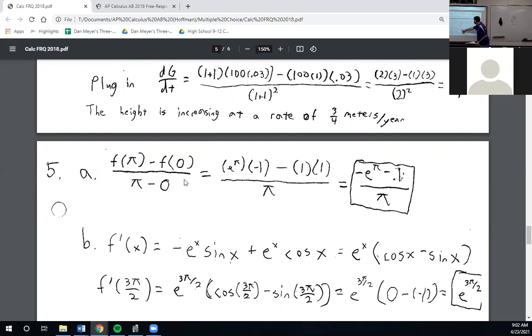So the derivative here is a product rule, and I'm going to go ahead and factor the e to the x out. And then I'm going to plug in 3 pi over 2. And it is e to the 3 pi over 2 times, and when I evaluate these cosines and sines, it ends up just being 1. So it just ends up being e to the 3 pi over 2.